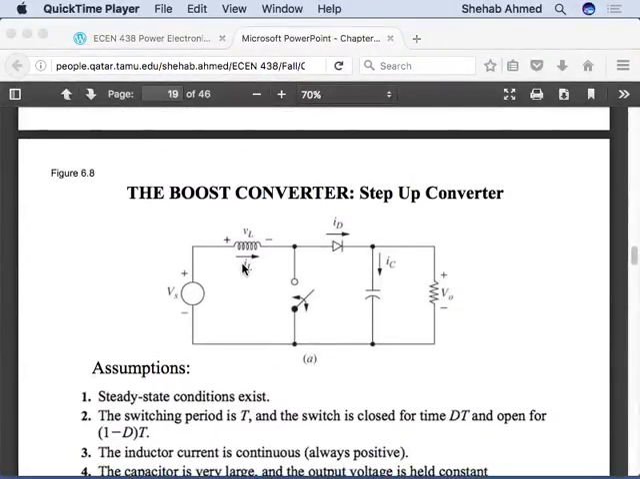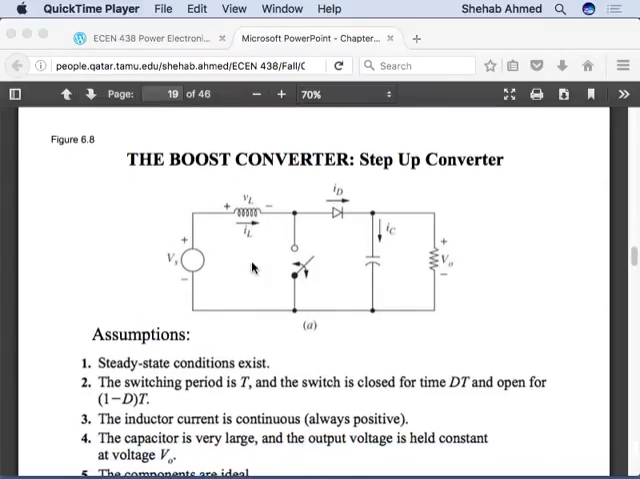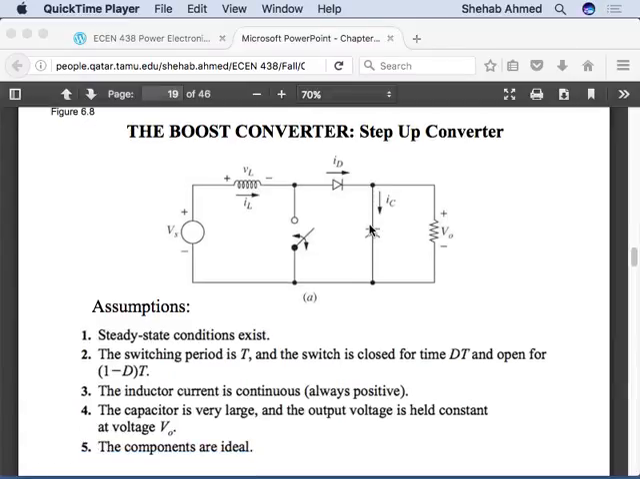What is the average value of inductor current? Average value means steady state. If I'm assuming this circuit operates in steady state, what is the average value of my inductor current? What do you think it should be? Exactly, it's also equal to the average value of my load current. Average value of inductor current, is it? No, it's not equal to the average value of the load current.